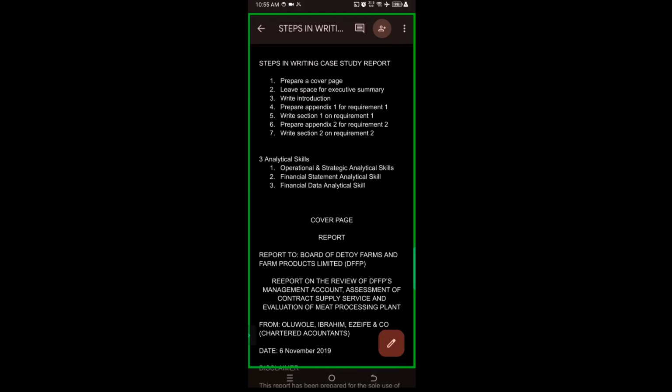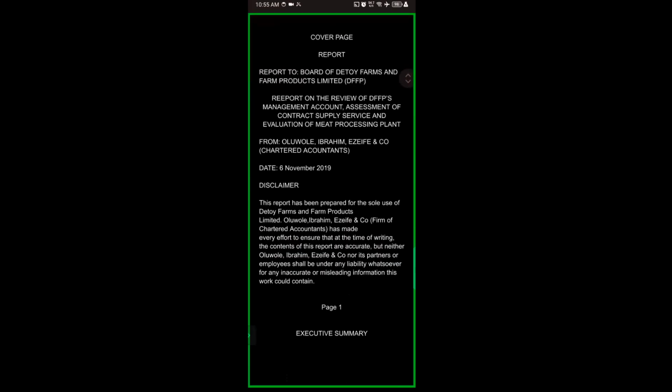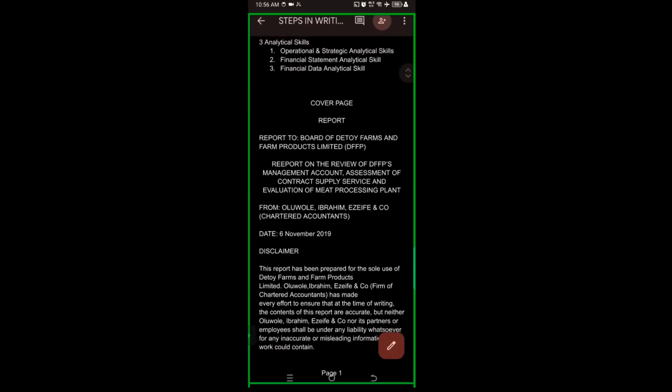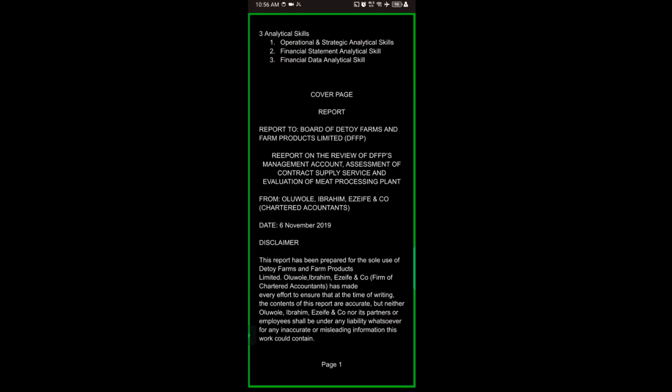So I told you that we're going to follow simple steps in writing the report. These 7 steps, okay? These 7 steps, and we did the cover page. I showed you how to prepare a very simple cover page, which should be your page 1, if you like, page 1, okay? Something like this, very simple, very easy. I showed you how to do that.